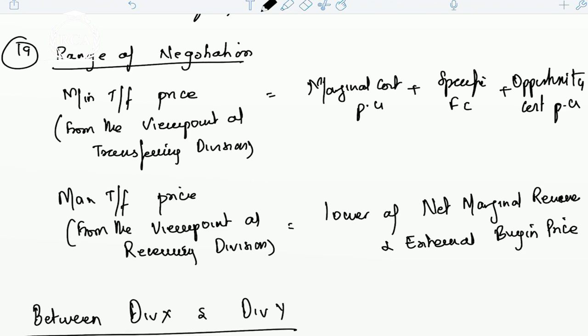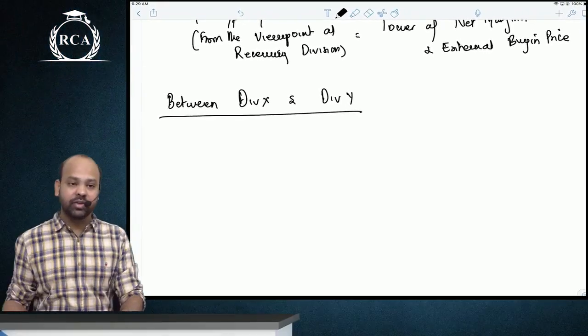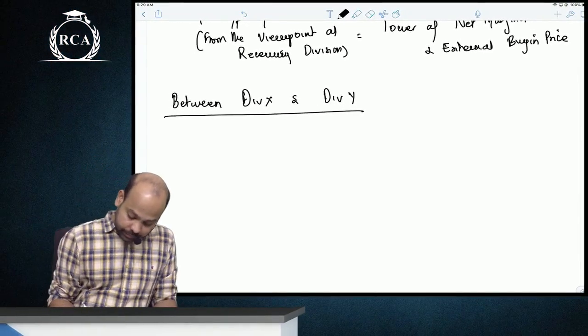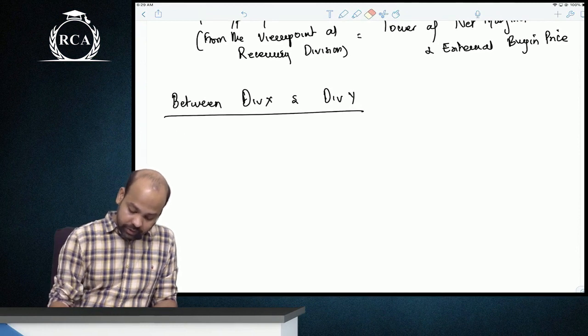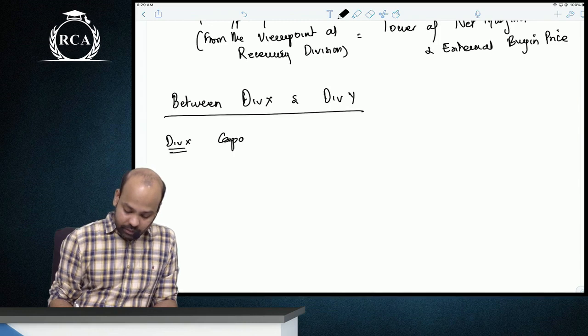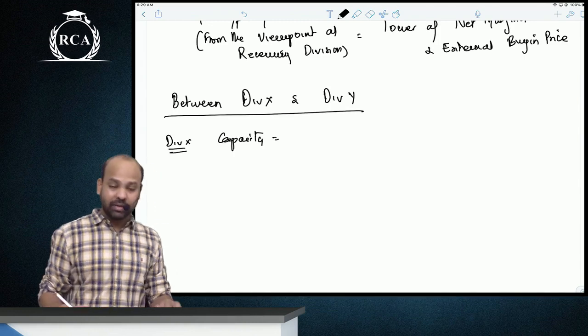Yes, guys. Now let us see between division X and division Y. We will now compute the minimum transfer price. Look at division X, guys. Division X. What is the capacity? You can do it with me. What is the capacity of division X?